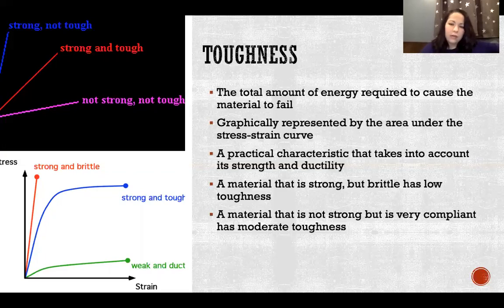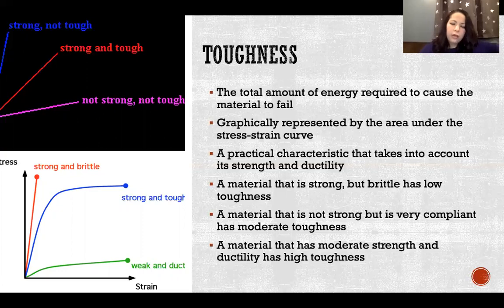A material that is not strong, like silly putty, but is very compliant, has moderate toughness, or we could probably also say pretty low toughness, moderate to very low toughness, just like the concrete. Okay, so silly putty also low toughness, or moderate maybe. Okay, because it's not very strong. It can't withstand a lot of stress, but it can withstand a lot of strain. Okay, so it's very compliant. A material that is moderate in both, so moderate strength and ductility, has high toughness. So now we're saying that it has a moderate ability to withstand stress and a moderate ability to withstand strain, and that makes that material tough.